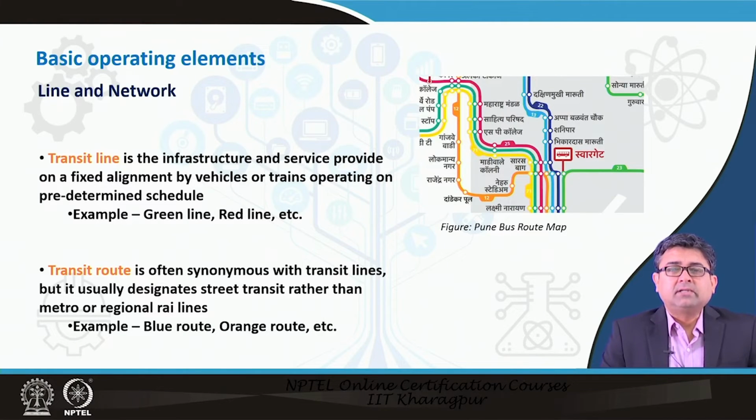And sometimes transit line and transit route are synonymous to each other, whereas a transit route usually designates street transit rather than metro or regional rail lines. So, street transit meaning if they operate along with other transportation modes such as cars and auto rickshaws and so on and so forth, then they are called street transit. So, when it comes to street transit, we call it transit route rather than a transit line. So, in the same example, if it is a bus route, these are all the different routes. So, blue route, orange route and so on and so forth.